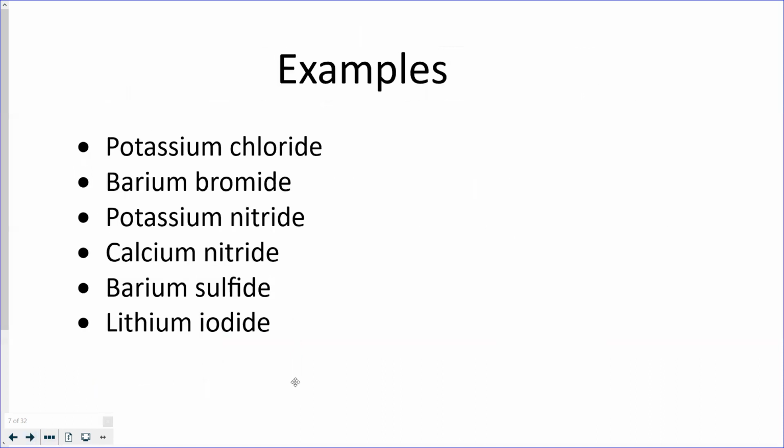So let's do a couple examples, and we're not going to do all of these for time's sake. But let's do barium bromide, potassium nitride, calcium nitride, and barium sulfide. We'll do those middle 4.